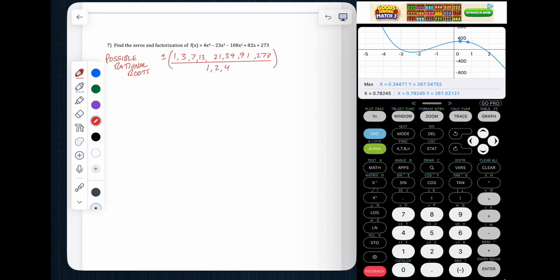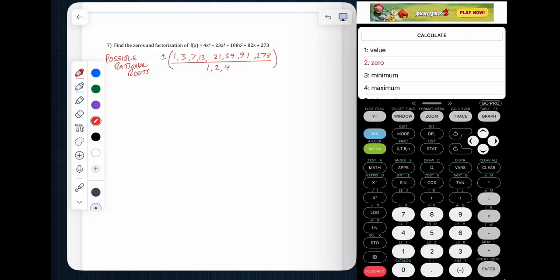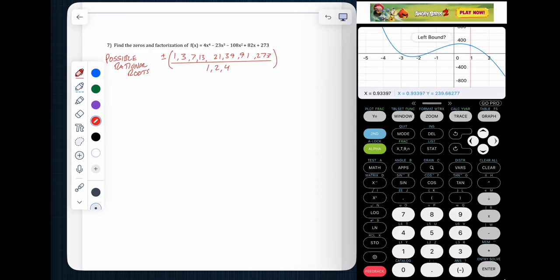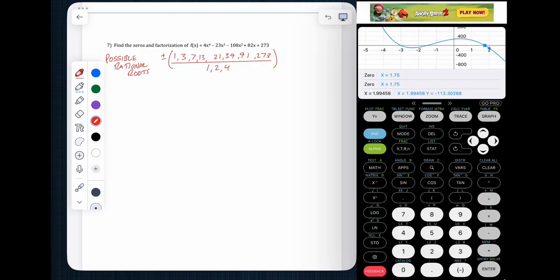Between 1 and 2? You don't have any guesses? 1.75? Okay. I think it's what it is. But let's do second calculate 0 and see what the calculator says. This says 1.75. You've got to ignore some of the stuff on my calculator, but yours should say 1.75.